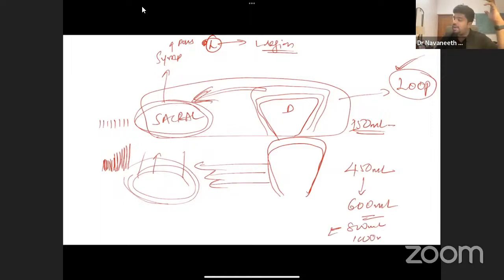And at 1000 ml, or 1 liter, the pain becomes extremely high. No one can stop it. And this is the anatomical capacity of the bladder, which is 1000, which is 1 liter. So 150, 450, 600, 800, and 1000. These are important numbers for you to understand.